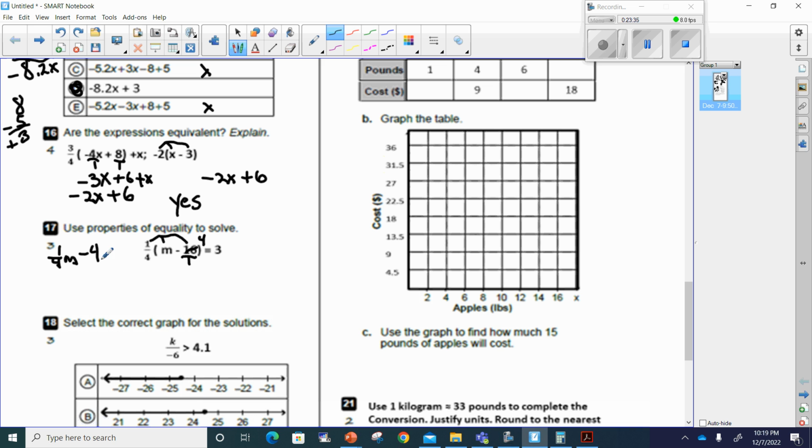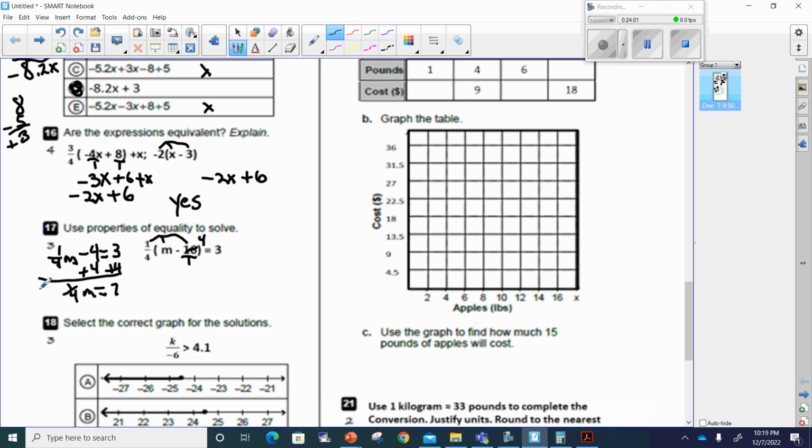And now this is going to be equal to 3. All right, now I've got to go ahead and get rid of this negative 4. The only way to get rid of the negative 4 is to add 4 to it. Whatever I add to one side, I add to the other. Now I have 1/4 m is equal to 7. 3 plus 4 is 7.